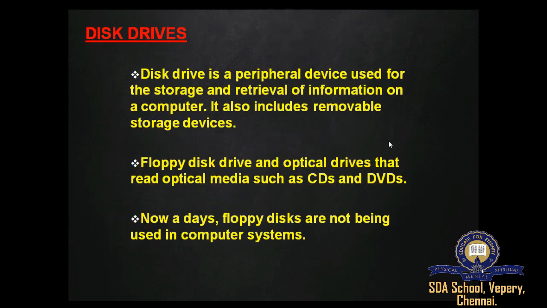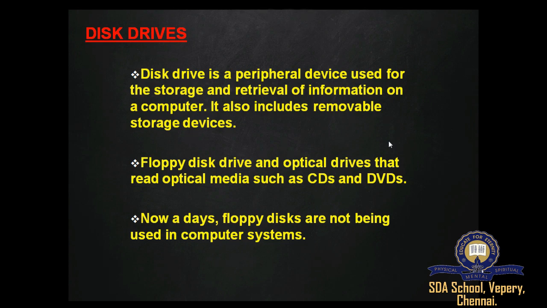First, we are going to see about disk drives. A disk drive is a peripheral device used for the storage and retrieval of information on a computer. It also includes removable storage devices, floppy disk drives and optical drives that read optical media such as CDs and DVDs. Nowadays, floppy disks are not being used in a computer system.